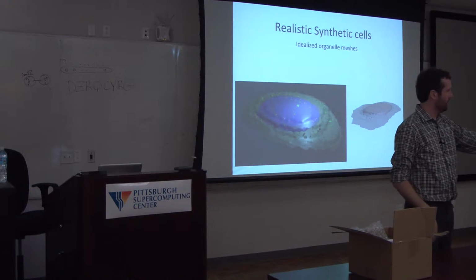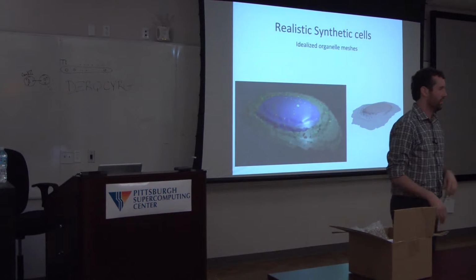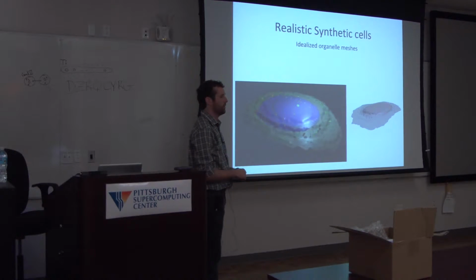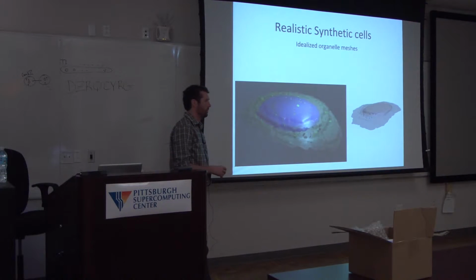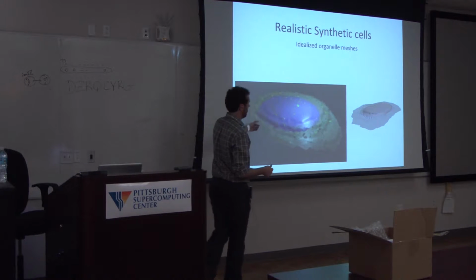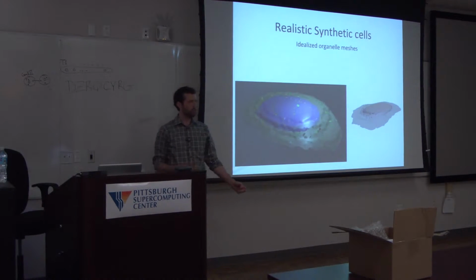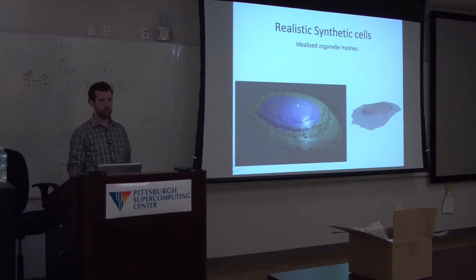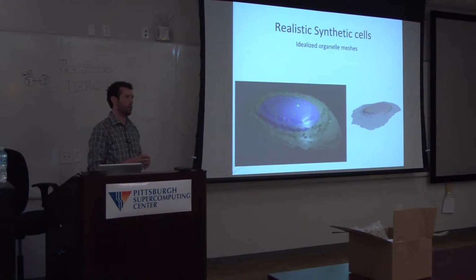I thought it was cool. I hope you guys think it's cool too. It gives you an idea of what these things might look like. That's a cell with cytoplasm, blue nucleus, and green endosomes inside of it. That's actually one of the cells from the set of cells that we run in our models, and that's a completely synthetic cell from the non-parametric model.